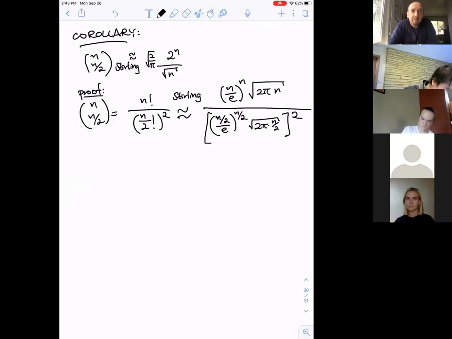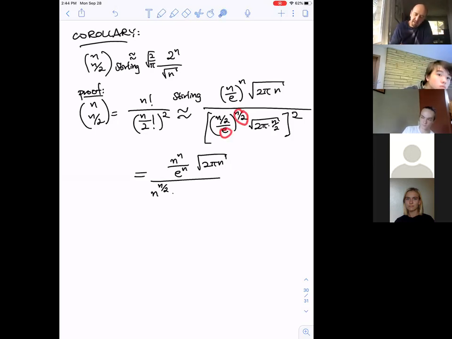So maybe it looks like a mess, but no, it's not so bad. Let's just keep going. What do we got? We got an n to the n. We're going to have an e to the n. We're going to have a square root of 2 pi n. Okay, so that's just rewriting what's happening in the numerator. And in the denominator, what have we got? First of all, what's the power of n? I see an n, and I see it's getting raised to the n over 2. So let me start there. What else have I got? Oh, I like this. You see this? There's an e. It's getting raised to the, oh, I got that wrong.